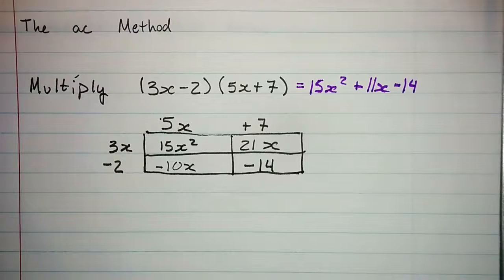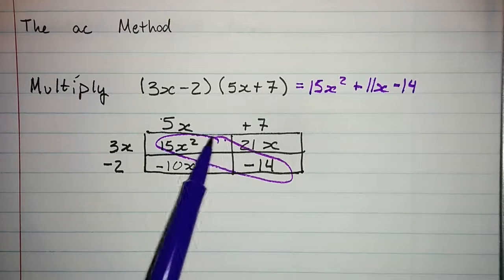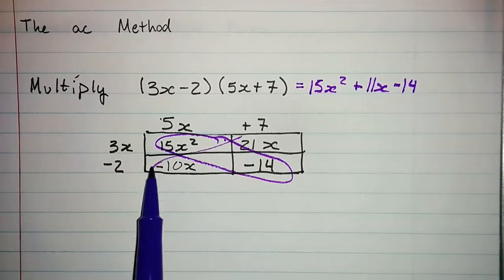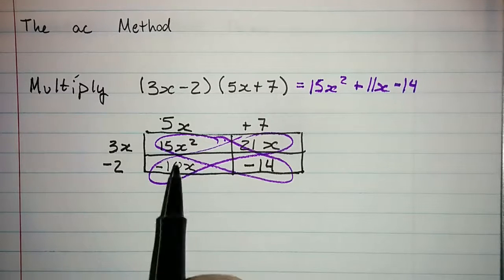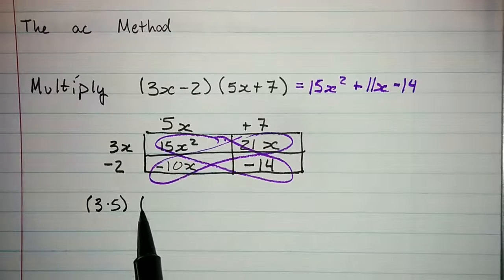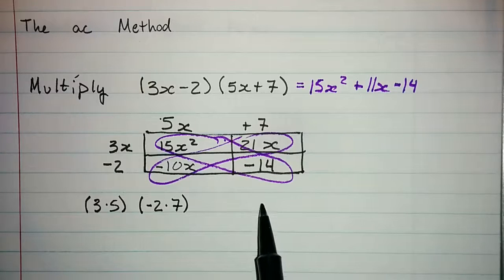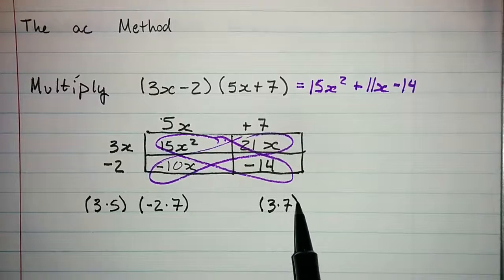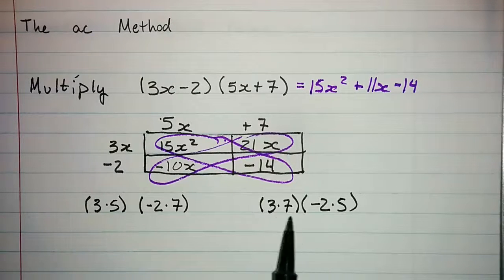But that's not actually what I want you to notice, right? I want you to notice something about these two coefficients versus these two coefficients, right? These two coefficients, we had 3 times 5 and negative 2 times 7. And then these two coefficients, we had 3 times 7 and negative 2 times 5. Do you notice what I'm noticing? These are going to have to be equal.